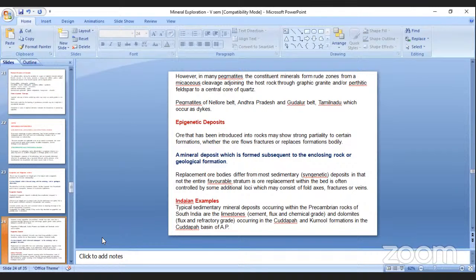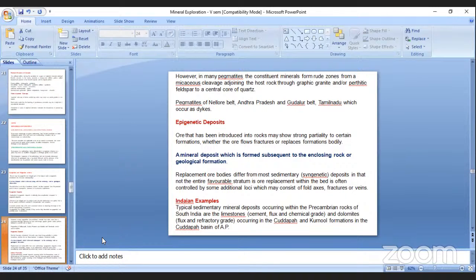If there is a replacement of ore bodies in sedimentary deposits, it may be syngenetic, but the entire area is not favorable, or the entire area is not formed as a stratum in the formation, or it is a replacement within a bed. Sometimes it is controlled by additional structural features like fold axes and all those things.